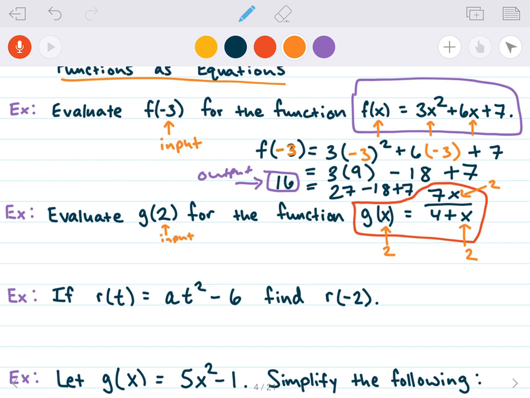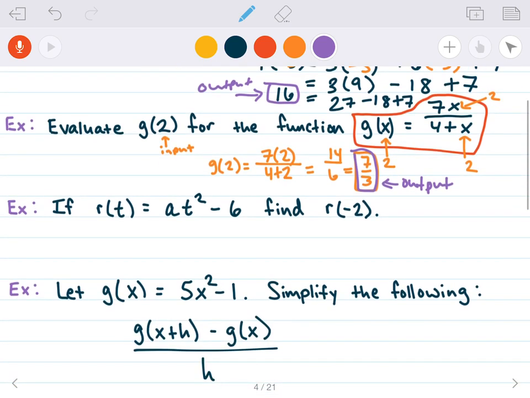All right, so g of 2 is going to be 7 times 2 over 4 plus 2. Okay, and that's going to give us 14 over 6, which reduces by 2. If we divide top and bottom by 2, we get 7 over 3. So 7 over 3 is my output for my input of 2. Okay? All right, let's look at the next one.